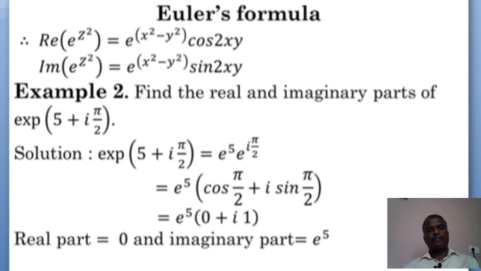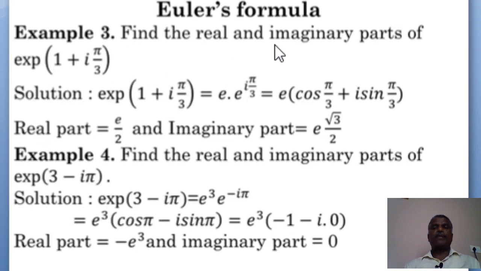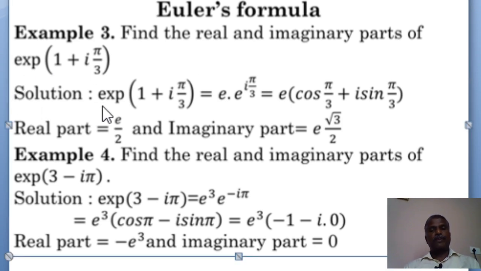Let us see one more example: find the real and imaginary parts of the exponential of 1 plus i pi by 3. So the exponential of 1 plus i pi by 3 can be written as e to the power 1 into e to the power i pi by 3. Again using Euler's formula we can write e to the power i pi by 3 as cos pi by 3 plus i sin pi by 3. So cos 60 degrees is 1 by 2, and sin 60 degrees is root 3 by 2. Therefore the real part is e into 1 by 2 and the imaginary part is e into root 3 by 2.